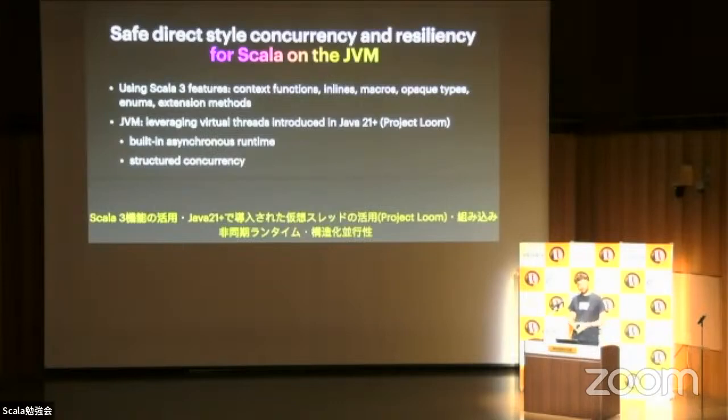Finally, we've got a focus on Scala and the JVM. JVM, because we want to leverage virtual threads; we had a great introduction to virtual threads yesterday. They've been introduced in Java 21. This also means that we want to leverage the built-in asynchronous runtime that is inside the JVM right now. Before, if you wanted to do asynchronous computing at scale, we needed to use one of the excellent libraries that are out there, such as Cats Effect or ZIO. Now the asynchronous runtime no longer needs to be implemented as a library. It is directly in the JVM, so we want to use that.